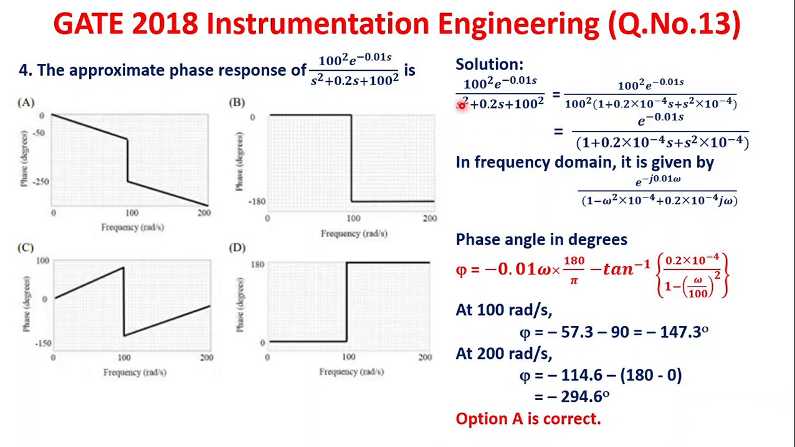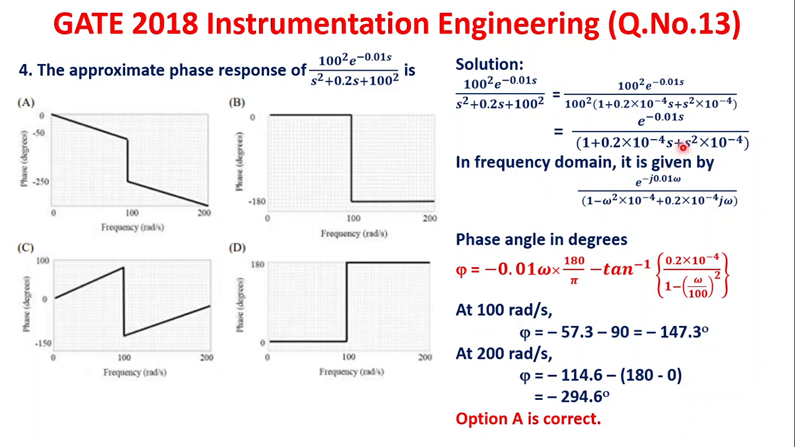Since it is a second order system, it is in the form s square plus 2 zeta omega n s plus omega n square. I am trying to write it as 1 minus u square plus j 2 zeta u. This I have explained in the correlation of time and frequency domain specifications. So the same thing I have been doing. So 100 square into e power minus 0.01 s, 100 square I am pulling outside. So I get an expression like this. So 100 square cancel each other, and we have e power minus 0.01 s divided by this.